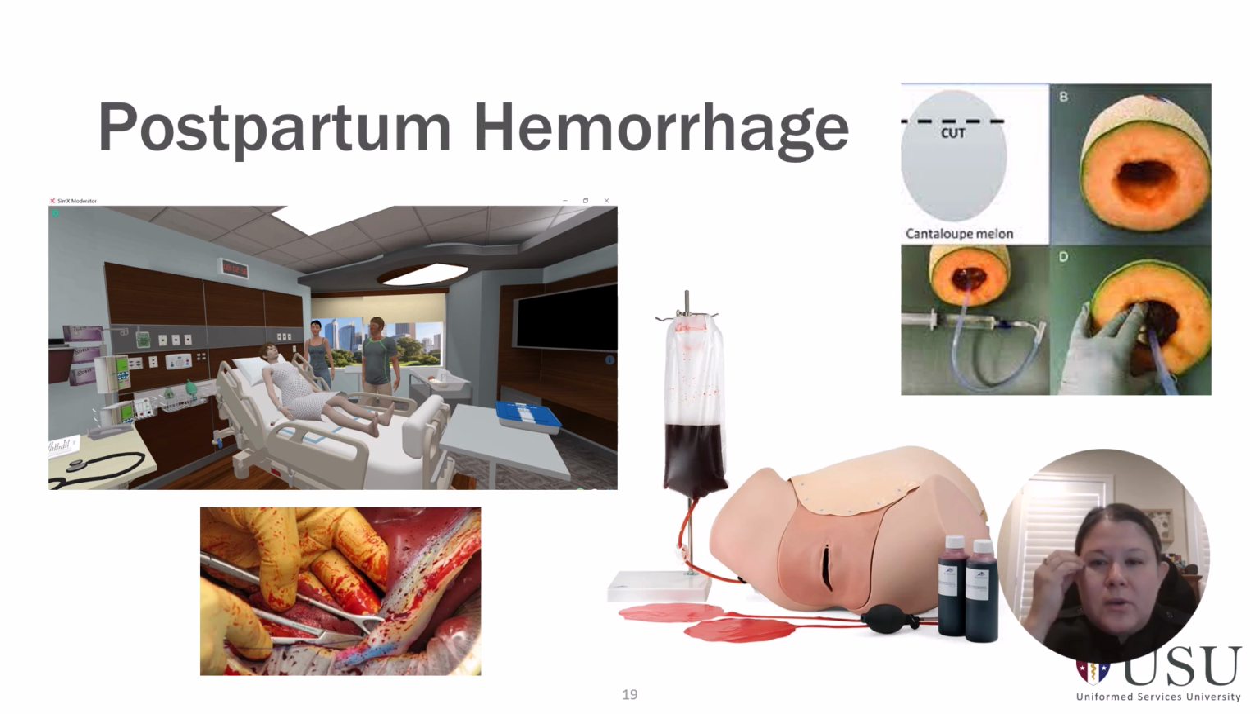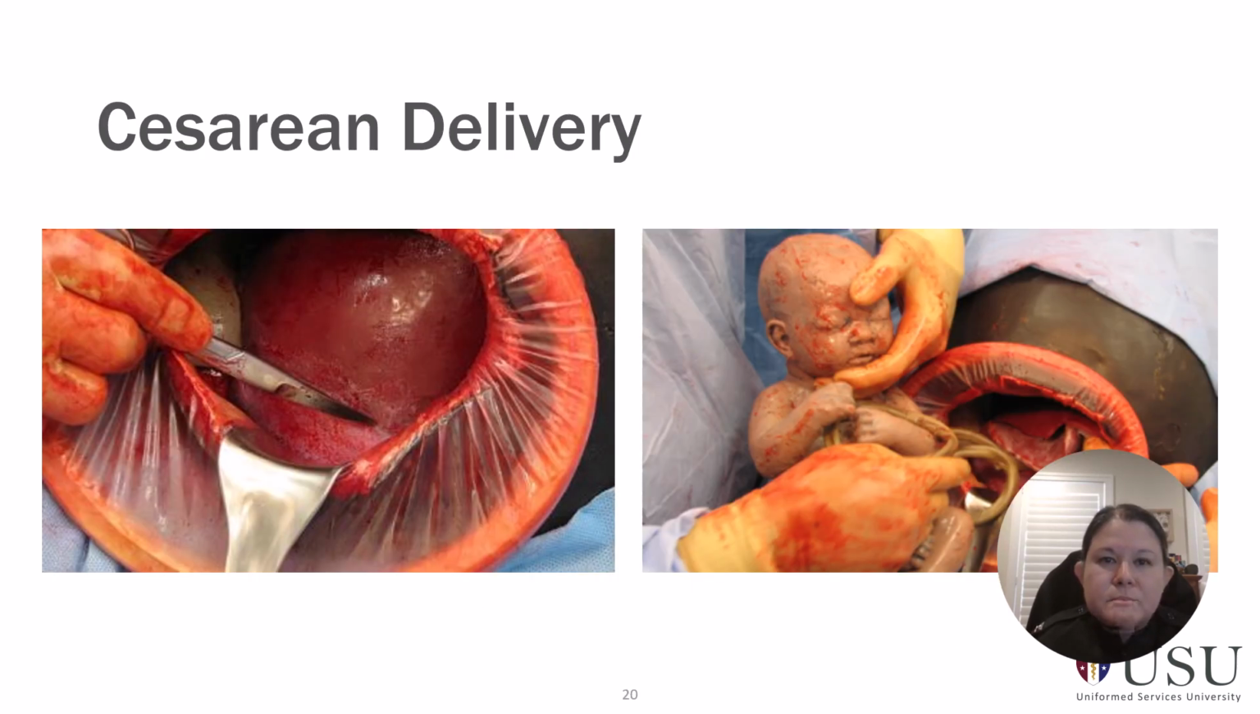And we used a cantaloupe, and you kind of lop the top part off, and then you have a cavity that simulates the uterine cavity. And now you're placing your uterine balloon to tamponade the uterus, and you can actually feel when you have a good seal and a proper fit. So that's another option as well.